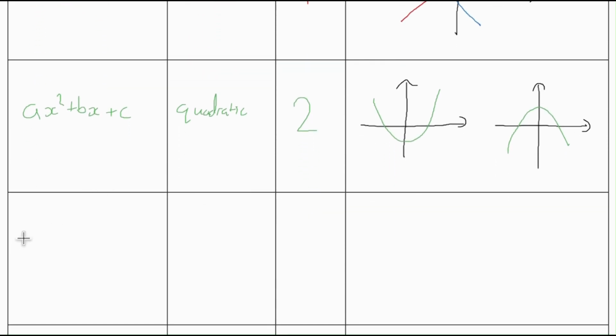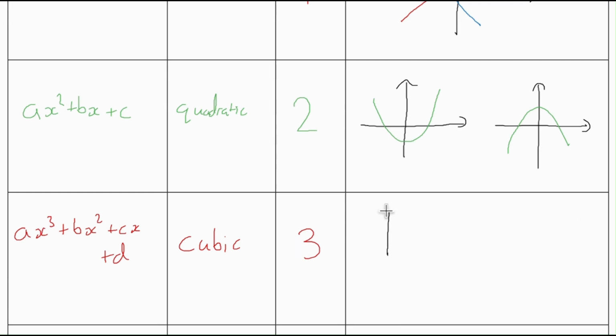The next one is ax cubed plus bx squared plus cx plus d, which is known as a cubic function. The order or degree is 3. At this point, you might have realized that the order or the degree is the highest power of our polynomial.